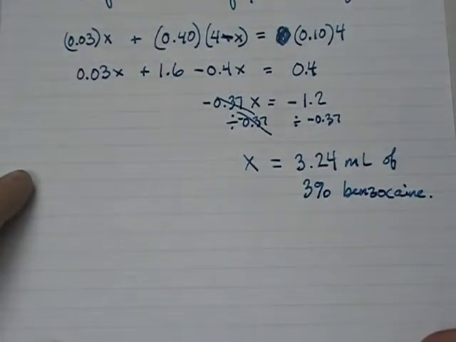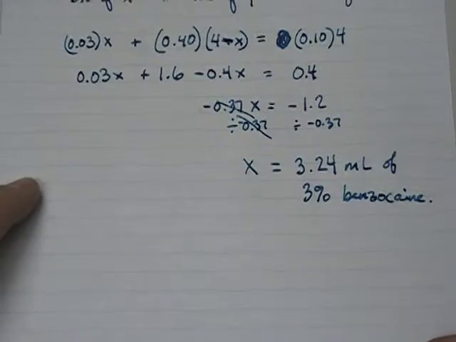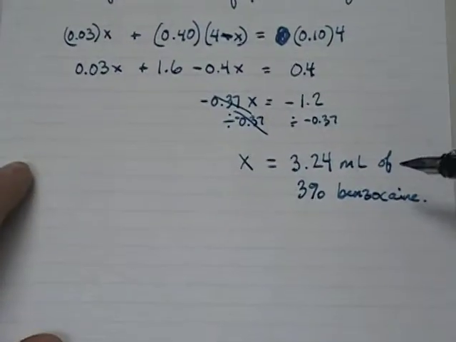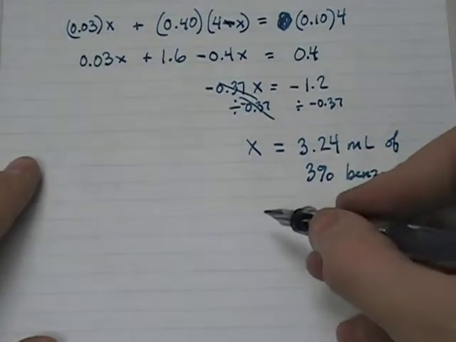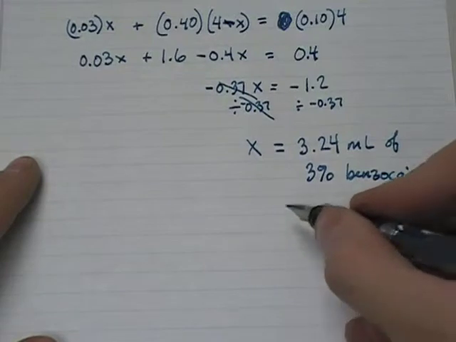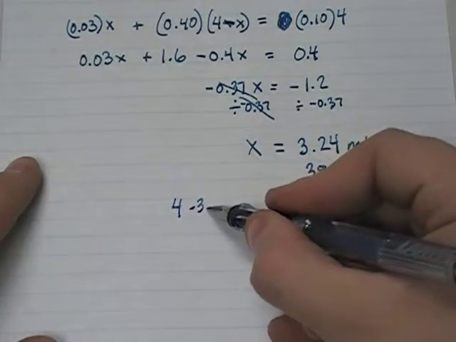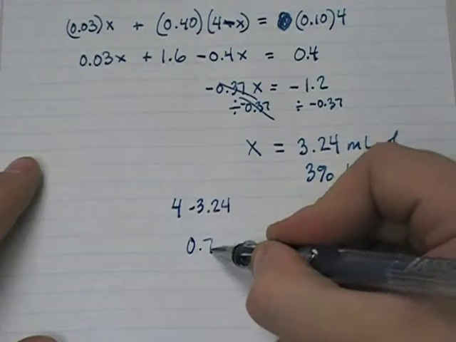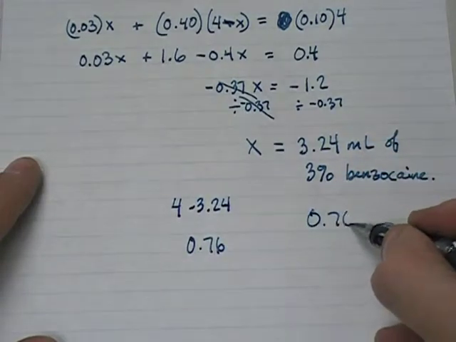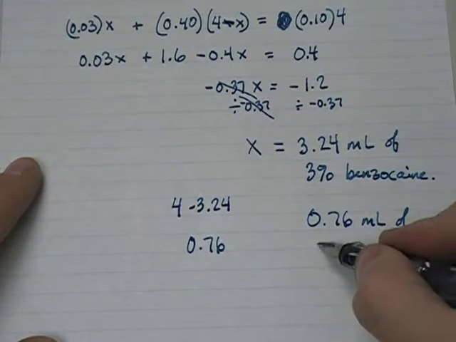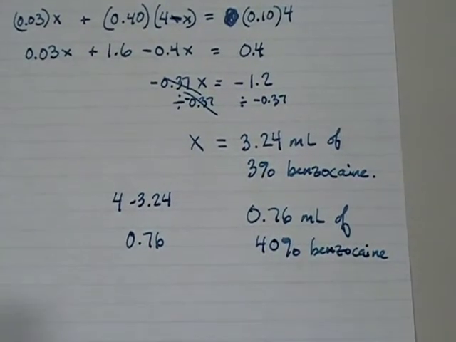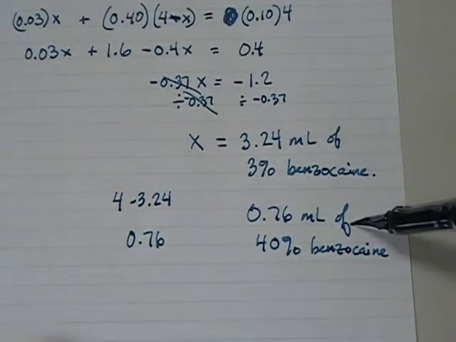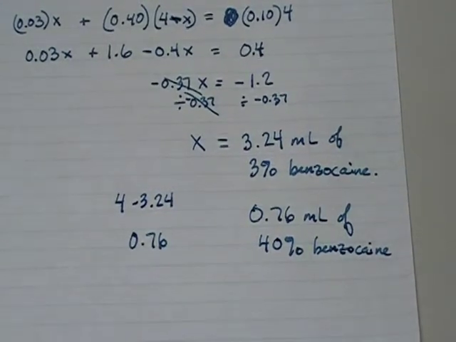Okay? They asked how much of each solution needed to be mixed. Well, if the total is 4 milliliters and you need 3.24, then how much of the 40% do you need? Well, you just say 4 minus 3.24, and you get 0.76. So 0.76 milliliters of 40% benzocaine. Okay? So that much of that plus that much of that makes a 10% solution for an injection.